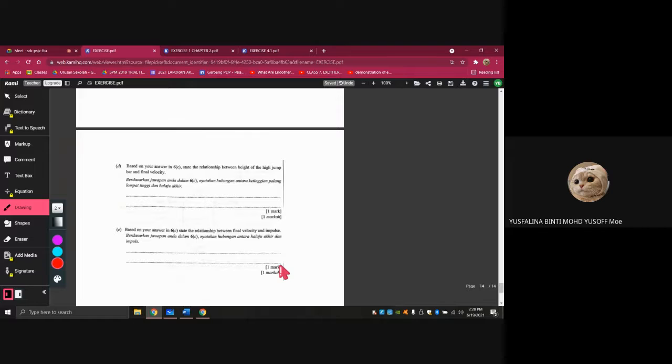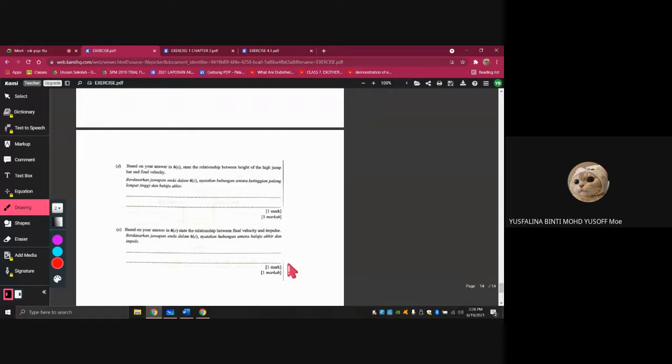Based on your answer in 6C, state the relationship between the height of the high jump bar and the final velocity. I will give you the answer: the higher the height of the high jump bar, the higher the final velocity. Or you can use directly proportional. For E, based on your answer in 6C, state the relationship between final velocity and impulse. This is also directly proportional. The higher the final velocity, the higher the impulse.